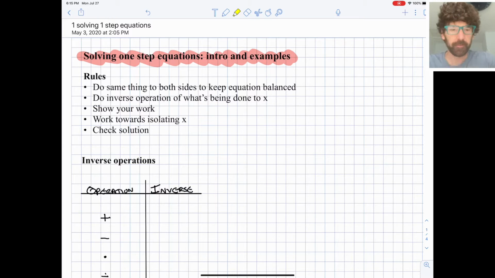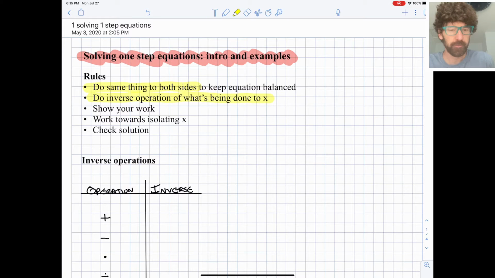So the most fundamental rule that you want to follow is that you want to do the same thing to both sides. If you do something to one side, you have to do it to the other, and that keeps our equation balanced. It keeps our equation as a valid, true equality. And the way we'll be doing that is we'll be doing some inverse operations of what's being done to x. And I'll show some examples, and we'll look at what inverse operations are.